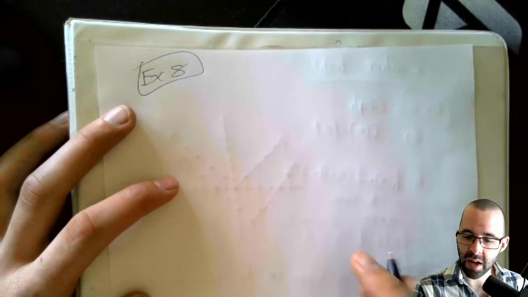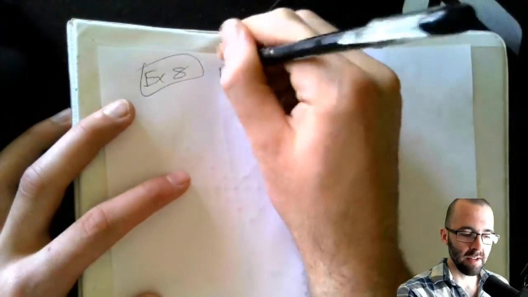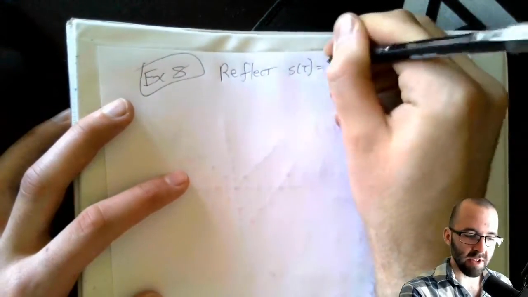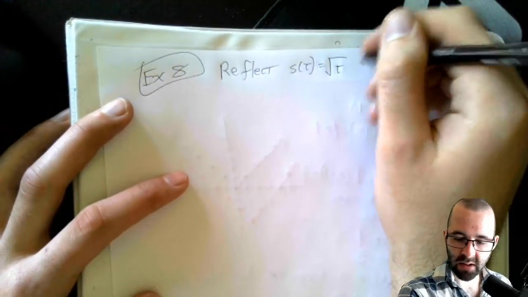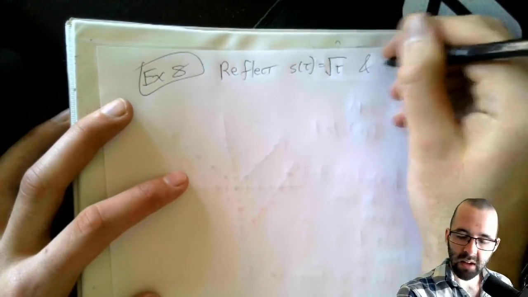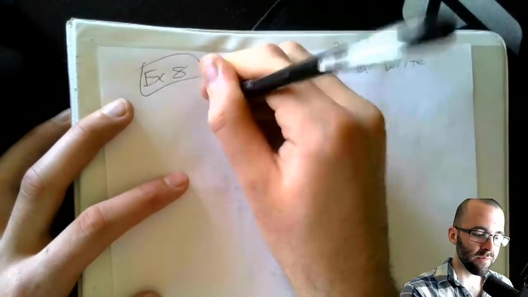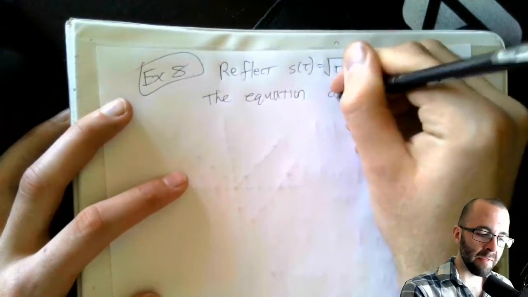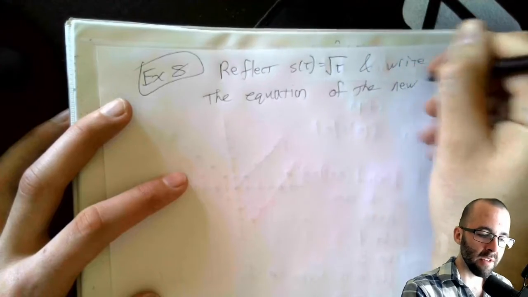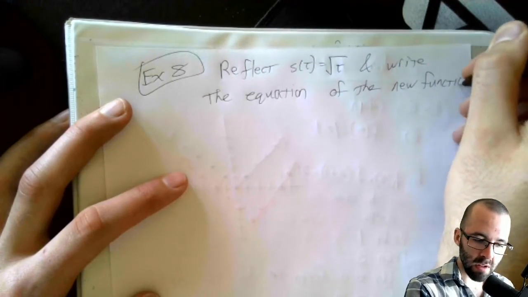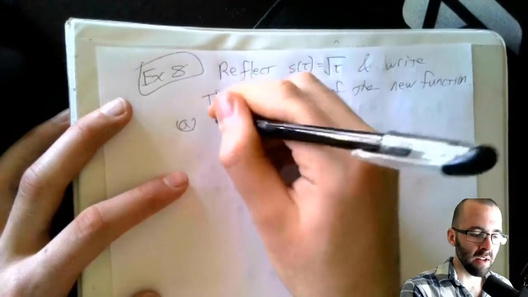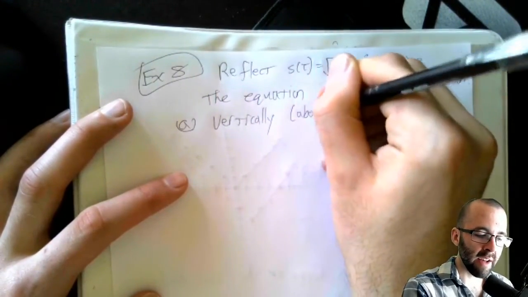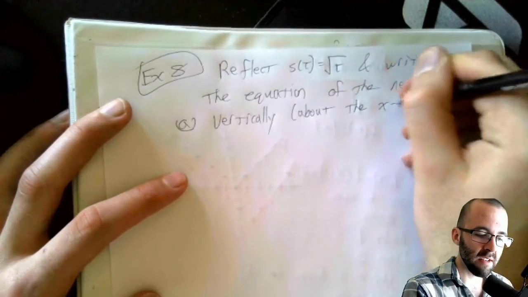So example 8, what do you got? Reflect s of t, which is the square root of t, and write the equation of the new function. So in part A, do it vertically. Again, that means about the x-axis.